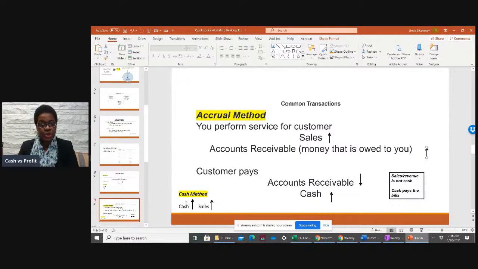Cash method is pretty straightforward. If you're just using the cash method and say you're not creating invoices in your accounting system, you perform the service, the client issues out a check right away, and you say, okay, I'm going to go to the bank, put it in the bank. You go back to your office, go in your accounting system. You're going to record cash as an increase and sales as an increase. Just one transaction, and that's it.